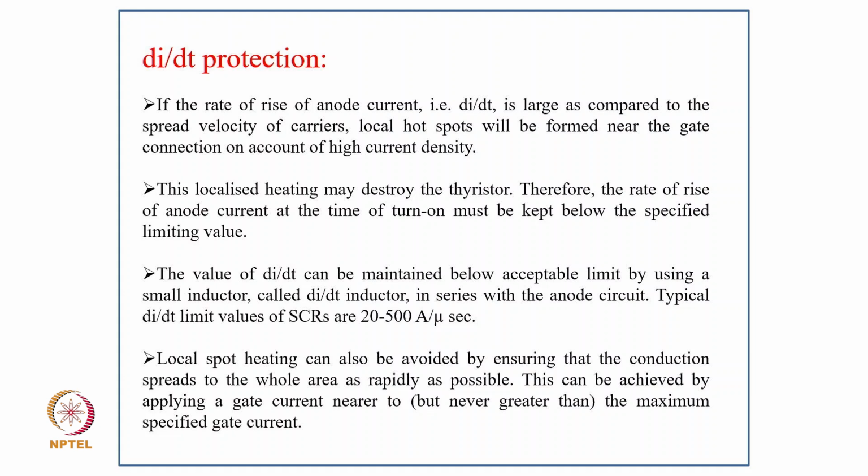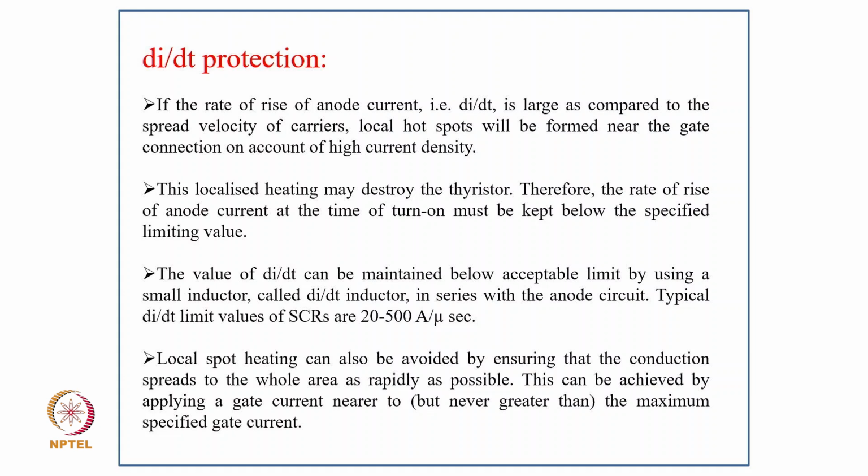Therefore the rate of rise of the anode current at the time of turn on must be kept below the specified limiting value. The value of di by dt can be maintained below the acceptable limit by using a small inductor, called a di by dt inductor, in series with the anode current. Typical di by dt limit values for an SCR are 20 to 500 amperes per microsecond, depending upon the rating of the silicon controlled rectifier or thyristor. The local spot heating can also be avoided by ensuring the conduction spreads to the whole area as rapidly as possible. This can be achieved by applying a gate current nearer to, but never greater than, the maximum specified gate current.